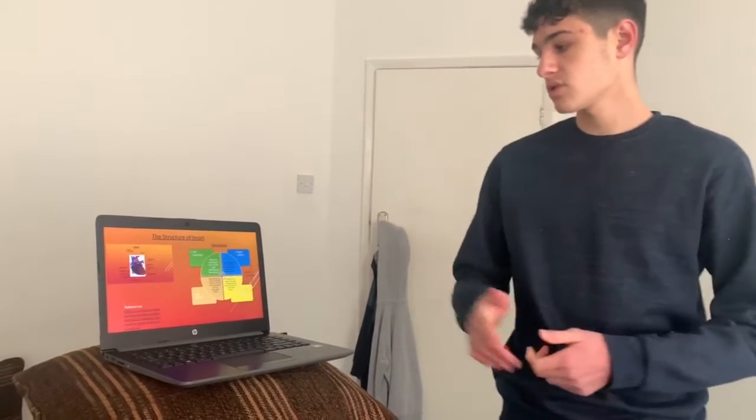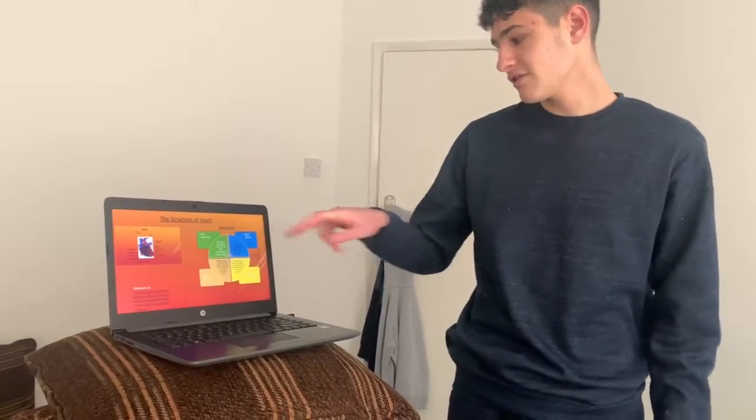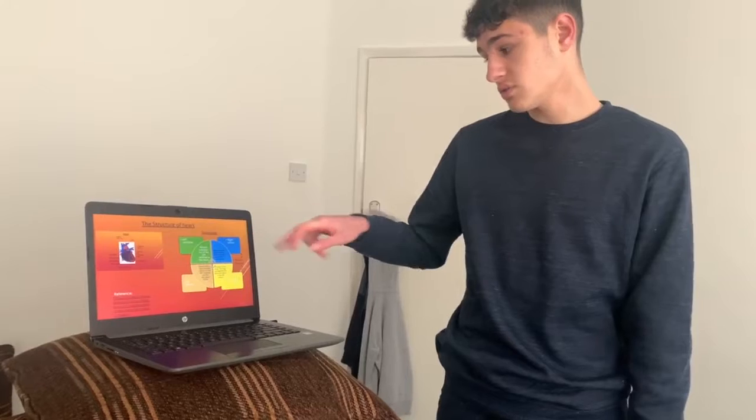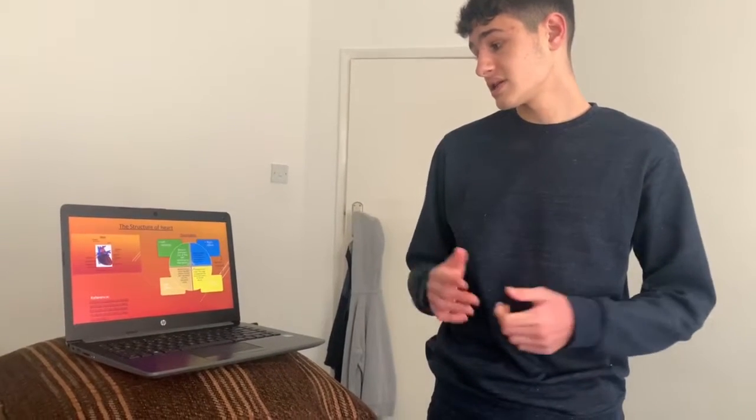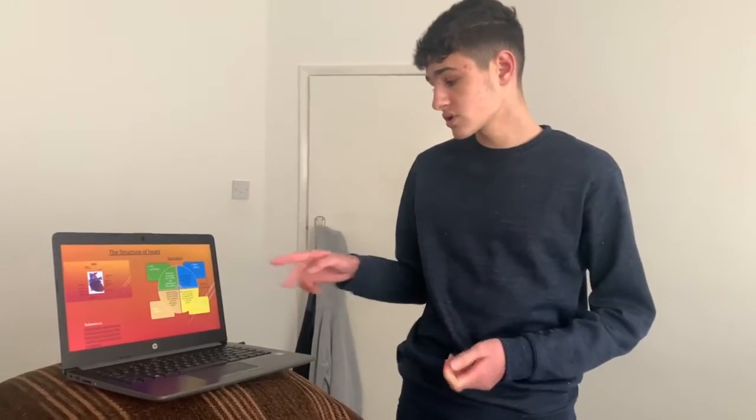The structure of the heart is, a description of that is, from the right atrium, the blood receives the superior. The blood is received from the superior and inferior vena cava and the coronary sinus. Then it moves towards the right ventricle, where it is pumped to the lungs.